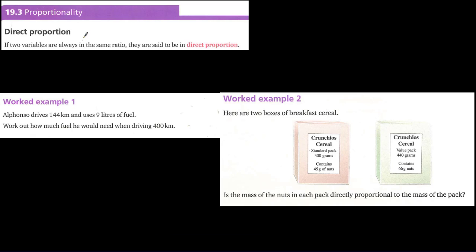Hi dear students, this is the fifth lesson about ratio and proportion, and we are going to learn proportionality. The first topic of proportionality is direct proportion. If two variables are always in the same ratio, they are said to be in direct proportion. We often use direct proportion in our daily life.